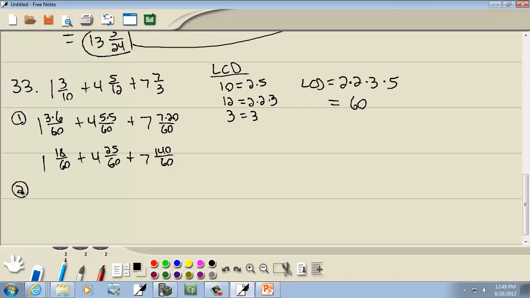Well, now that they all have the same denominators, I can add together the fractions. First, the numbers out in front. 7 plus 4 is 11, plus 1 is 12. And 18, 25, and 140 when I add them together, that's 183.